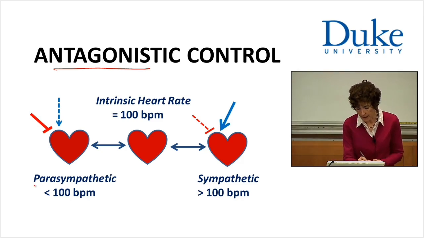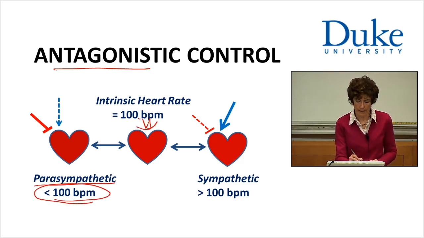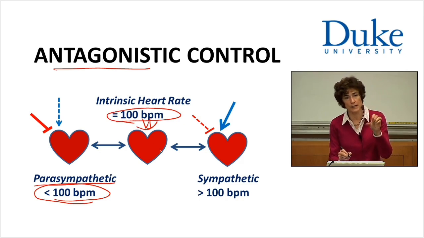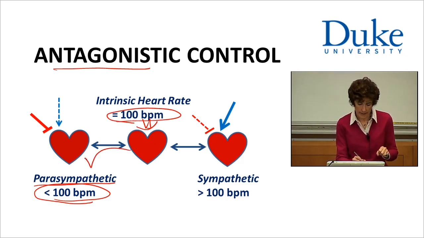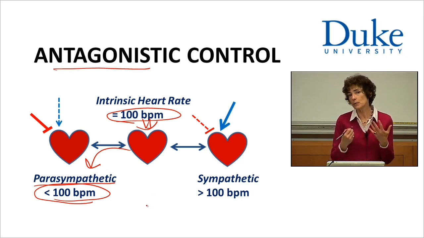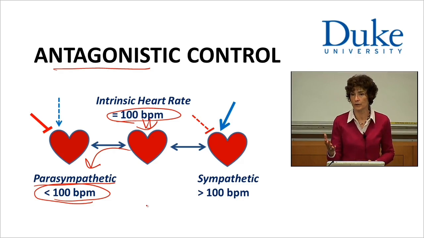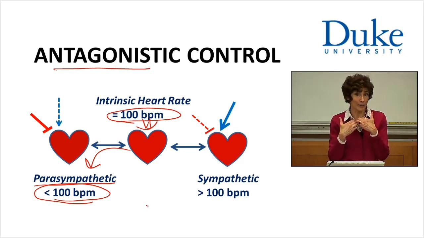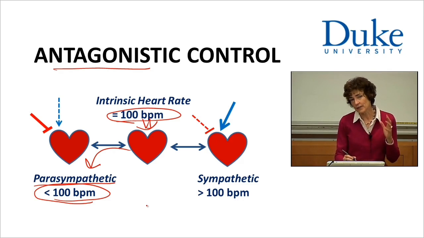The parasympathetics are going to slow the heart rate, so that if a normal heart rate is 100 beats per minute, that's our intrinsic heartbeat, then the parasympathetics will slow it to less than 100 beats per minute. This would be what you would see with a very highly trained athlete. Somebody like Lance Armstrong, for instance, could have a heart rate that's 35 beats per minute. I have a heart rate that's 80 beats per minute. So 35 beats per minute is a very, very low heart rate. They have a very high parasympathetic tone.